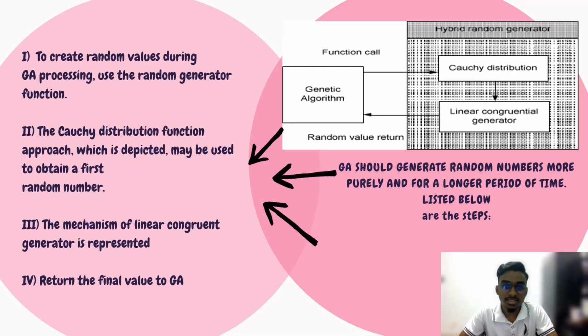And the next is the schematic of the proposed hybrid random generator. The genetic algorithm should generate random numbers more purely and for a longer period of time. The list below shows the steps. The first is to create random values during the genetic algorithm processing, using the random generator function. The second is the Cauchy distribution function approach, which is displayed and may be used to obtain a first random number. The third is the mechanism of the linear congruential generator. And the last is to return the final value to the genetic algorithm.